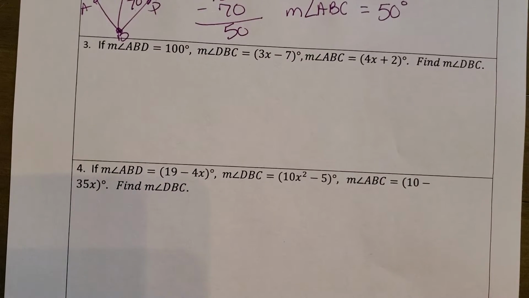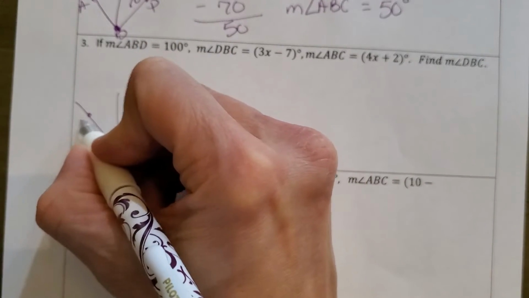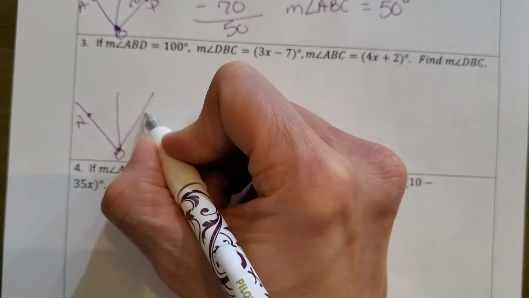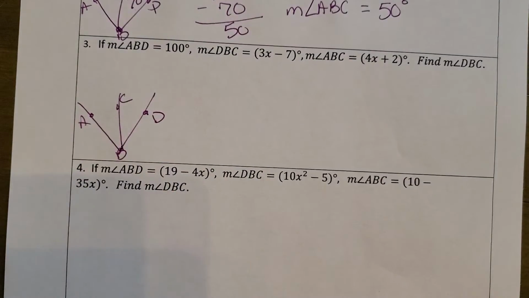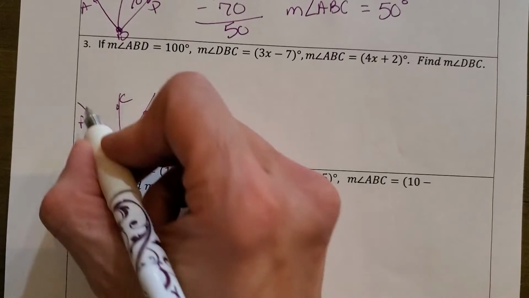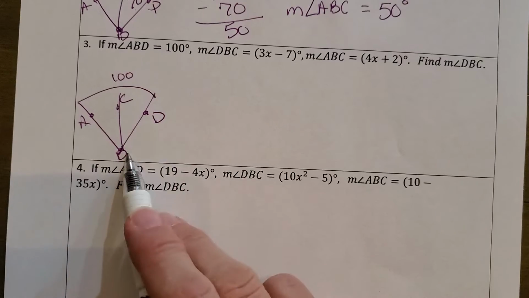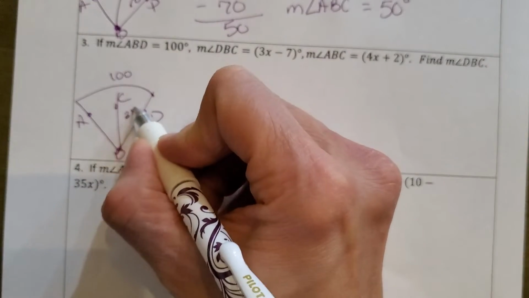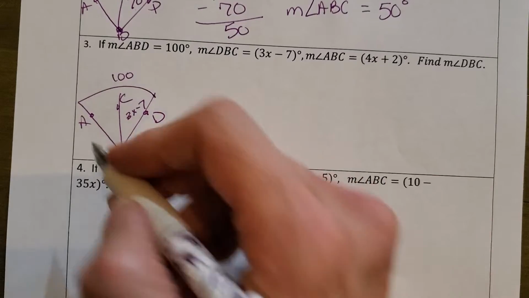Okay, next we're going to start with a linear equation. Then we're going to move on to the quadratic. So we are going to make our little picture again. A, B, C, and D. And we're going to fill in what they give us. So ABD, which is the entire angle, is 100. DBC is 3x minus 7. And ABC is 4x plus 2.